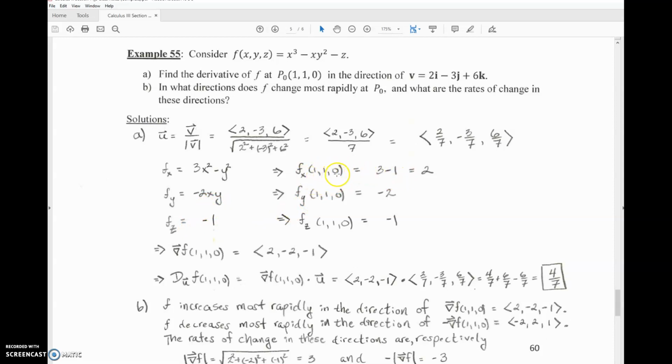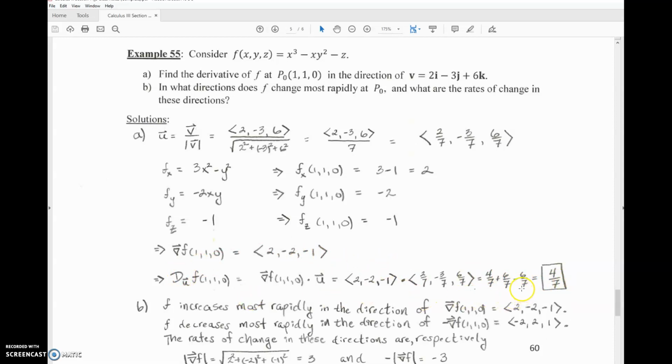Okay, so f sub x at 1, 1, 0 is 2, f sub y is minus 2, and f sub z is minus 1. So the gradient of f at the point 1, 1, 0 is 2, minus 2, minus 1. Thus, the derivative of f in the direction of u is the dot product of these two vectors. So 2, minus 2, minus 1 dotted with 2/7, minus 3/7, 6/7. And after simplification, that is 4/7.